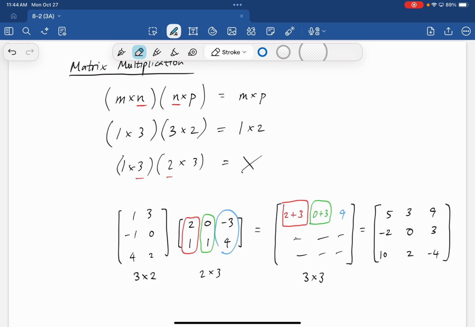Let me draw new colors here. Okay, once I get to the second row, it's going to be the second row times the first column. That becomes -2 plus 0, which is -2.